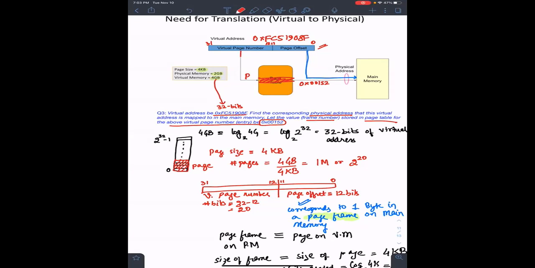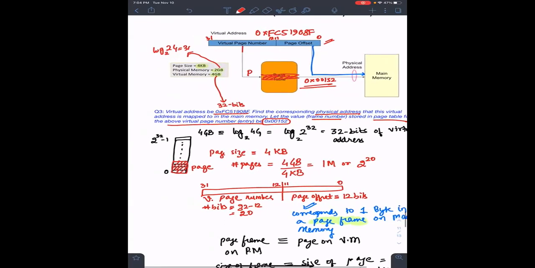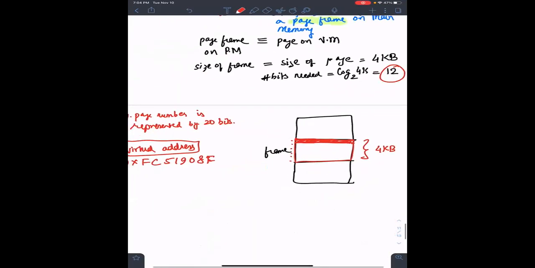I hope this part is clear. So that means we will grab the higher 20 bits of the virtual page number and replace it with this forwarding address, or the frame number. But to replace that, we have to find out how many bits of address our main memory needs. From virtual memory, we know it's 32 bits, but we need to know how many bits my physical memory needs as address bits. So it's log base 2 of 2 raised to the power 31, so this is 31. So the main memory address is 31 bits. That means it will go from 0 till 30. So these things should be very clear right now.